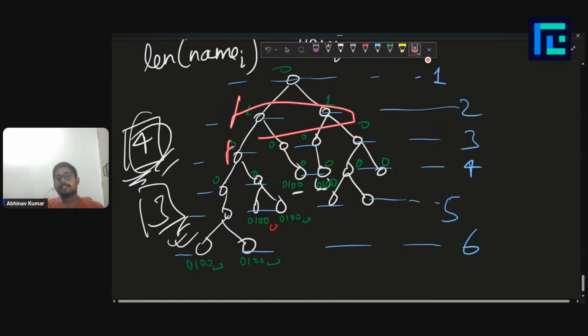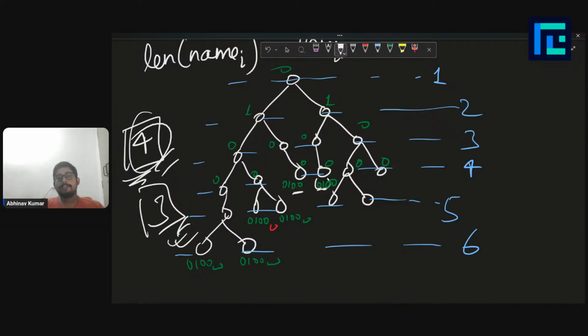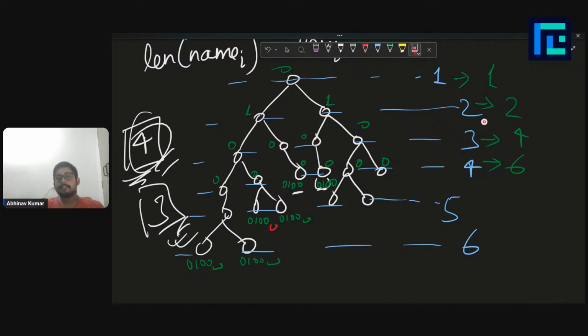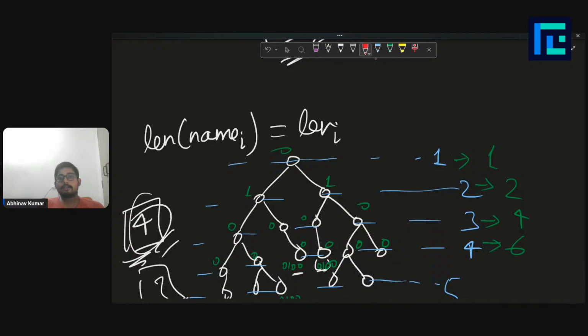how many nodes are present in level 2, how many nodes are present in level 3, how many nodes are present in level 4. If you calculate the frequency of every level, at level 1 we have 1 node, at level 2 we have 2 nodes, at level 3 we have 4 nodes, at level 4 we have 6 nodes. So if you calculate these frequencies, that means now what your problem is, you have k number of zeros and n minus k number of ones.